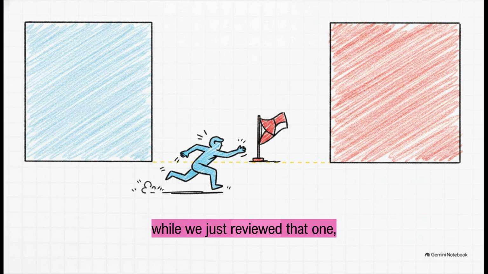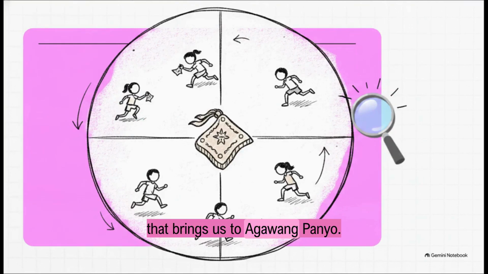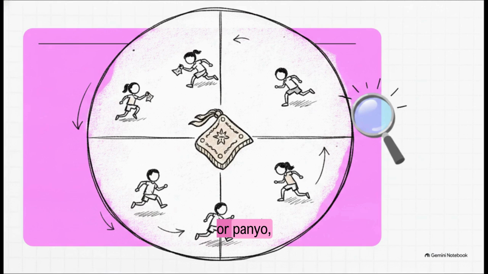Now, while we just reviewed that one, our main event today is actually its closely related sibling in the invasion game family, which shares those exact same thrilling mechanics. And that brings us to Agawang Po. It's a fantastic traditional Filipino invasion and chasing game played by two teams. It's perfectly designed to develop alertness and teamwork. The whole shebang centers around one single handkerchief, or panyo, placed right in the dead center of the playing field.